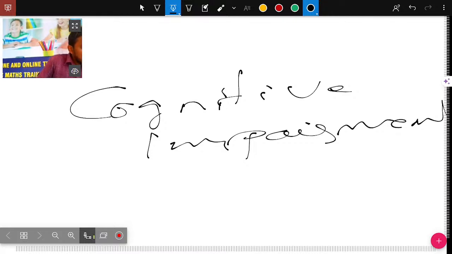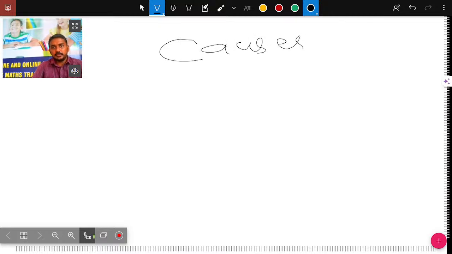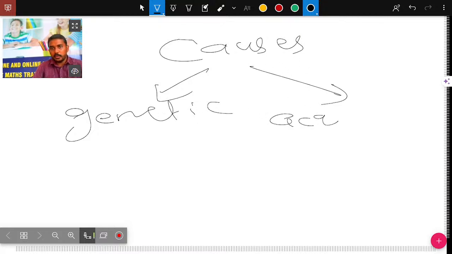Now, what else? What causes hemolytic anemia? So etiology, we are going to the etiology. We are going to talk about the causes. Actually, you can classify them. Causes means there will be genetic causes and there will be acquired causes.